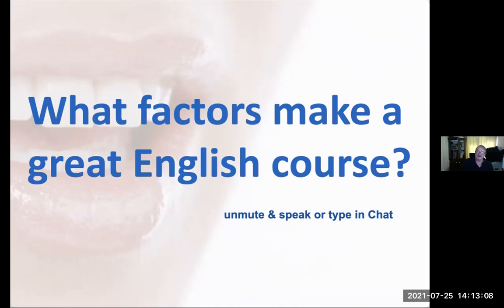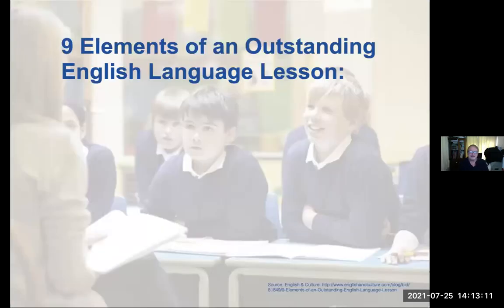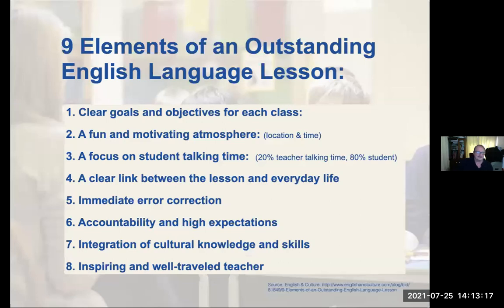Very interesting answers. Oh, that's kind of odd, actually, because I went online and looked at a number of sites that said what makes a good class. And here's one: 9 elements of an outstanding English language lesson. Okay, this is from the English and Culture site. Clear goals and objectives, a fun and motivating atmosphere. By that, they mean mainly location and time. A focus on student talking time, 20% teacher, 80% student. A clear link between the lesson and everyday life. Immediate error correction, accountability and high expectations. Integration of the cultural knowledge and skills. Inspiring and well-traveled teacher. Yeah, those are great 9 elements of an outstanding English language classroom, right? Nobody can disagree with those.